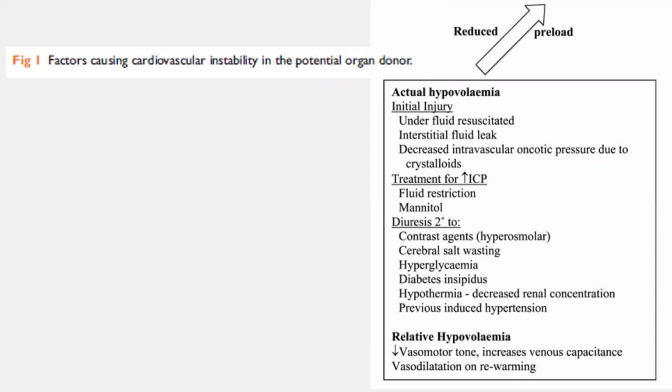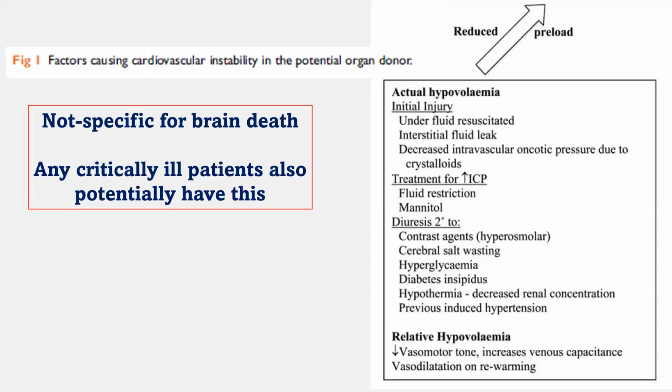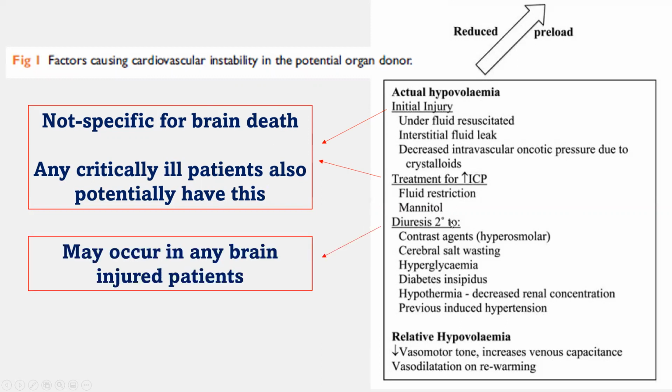When we look at reduced preload, there are a lot of causes. The most important cause in the initial phase is usually actual hypovolemia when the patient presented in the emergency department, and increased ICP itself, and maybe diuresis because of these causes, contrast agent, cerebral salt wasting, hyperglycemia, and so on. Okay, so the initial injury and the treatment given for the ICP is actually not specific for brain death. Any critically ill patient also potentially has this. And the diuresis secondary to cerebral salt wasting, hyperglycemia, diabetes insipidus, hypothermia, all these may occur in any brain injured patient.